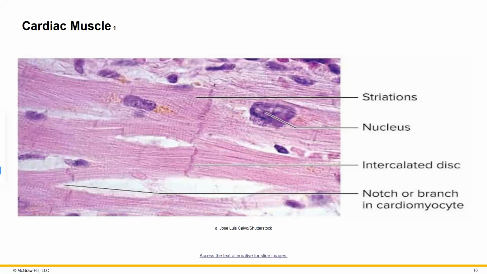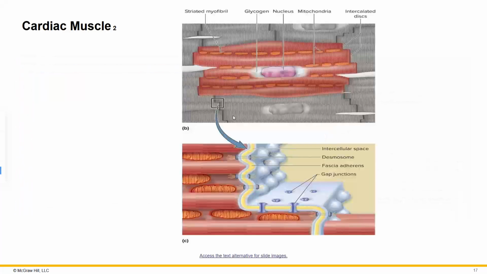So here you can see cardiac muscle tissue. This should be a review if you learned about tissues in general in A&P, but these are the intercalated discs, and that's how those cardiomyocytes are connected. And here is a cartoon drawing of the intercalated discs, and you can see the gap junctions and desmosomes that hold everything together.